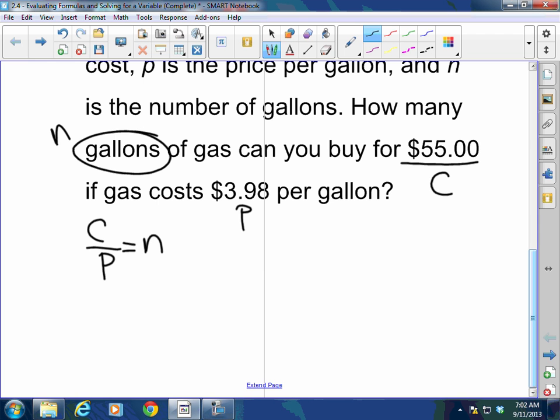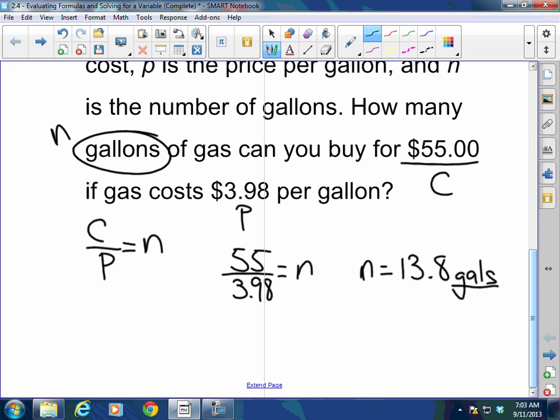So just go ahead and evaluate, plug it in. So you've got 55 divided by 3.98 equals N. All I did there was evaluate. I plugged in the known values into the variables of the formula that I was given. And when you do the math, 55 divided by 3.98, N equals roughly 13.8 gallons.